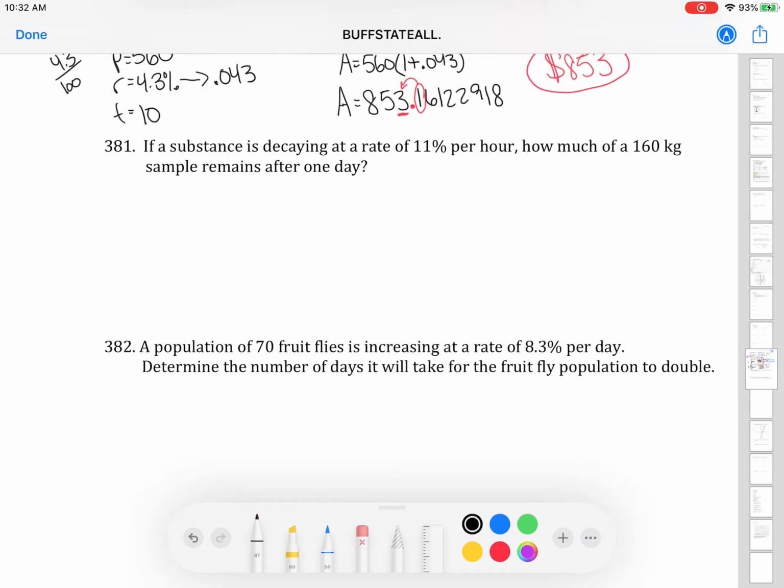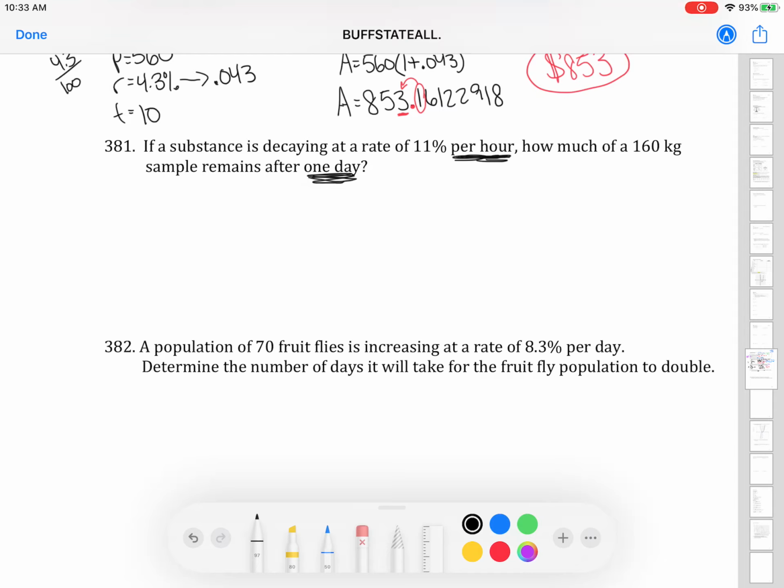So you'll see that in 381. It says if a substance is decaying at a rate of 11% per hour, how much of a 160 kilogram sample remains after 1 day? So here's the problem here. My rate is per hour. My time is 1 day.